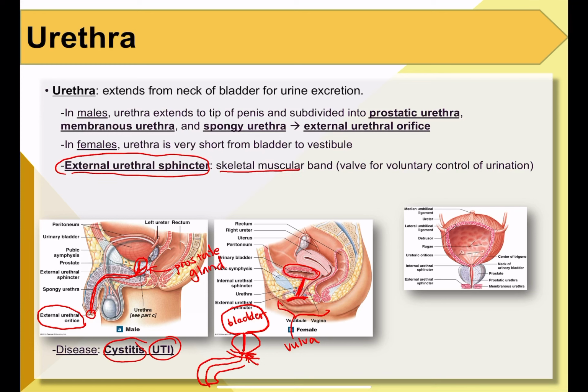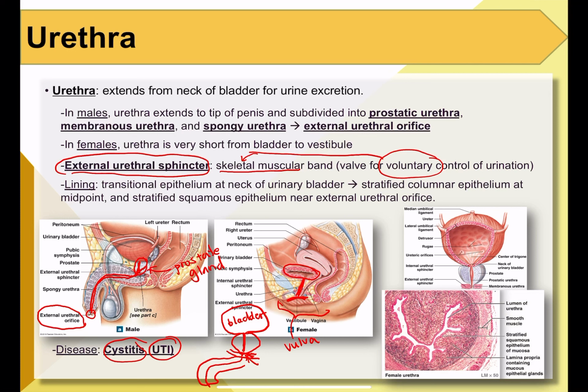Okay, so make sure you remember that is skeletal muscular band, because that's different from internal urethral sphincter, which is not made of skeletal muscle. If it's made up of skeletal muscles, it means it is voluntary control. That's why it can't be smooth muscle, or else we can't voluntarily control smooth muscle. So when we need to pee, we are voluntarily telling our skeletal muscular band to relax, so that it allows urine excretion. Okay?